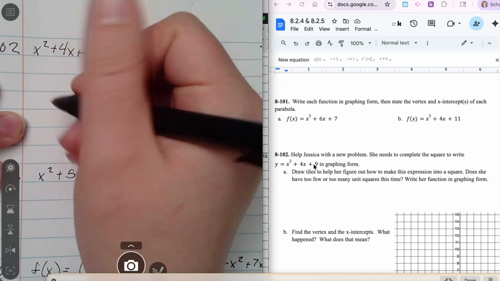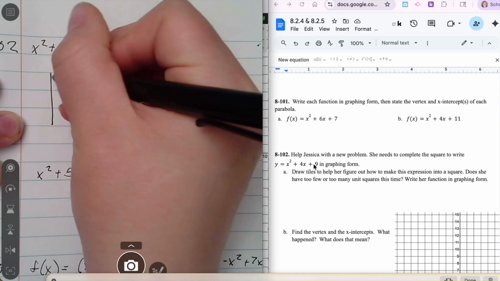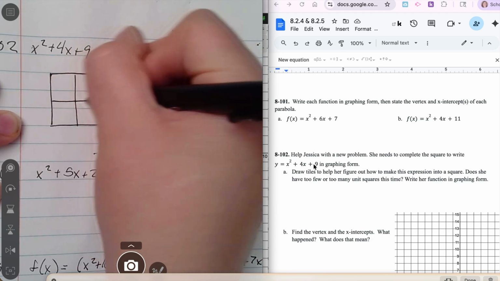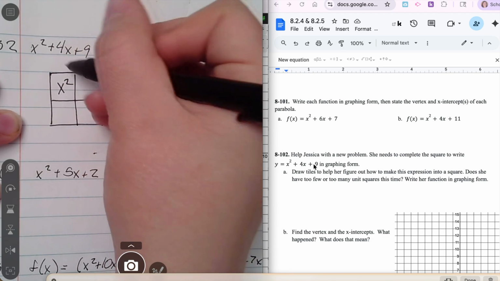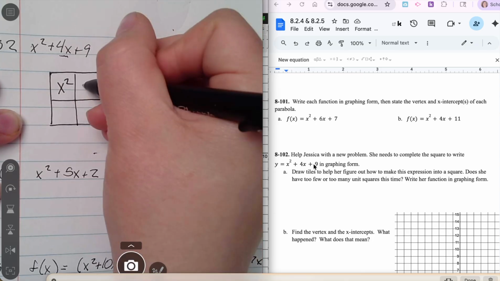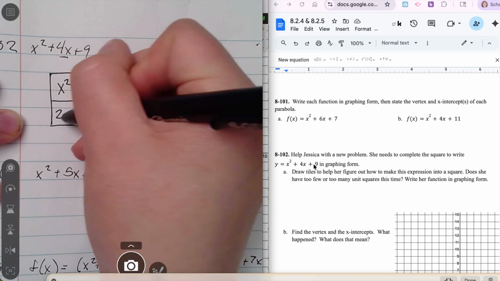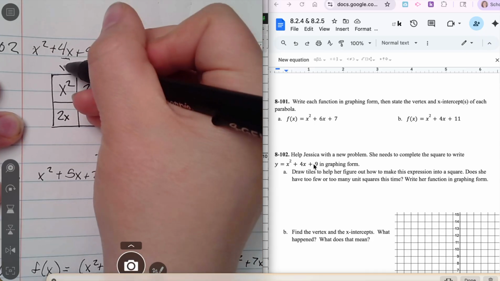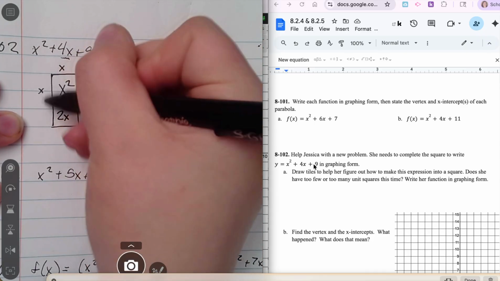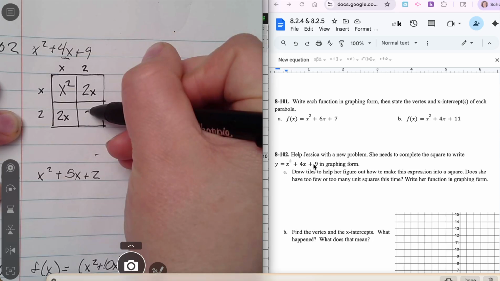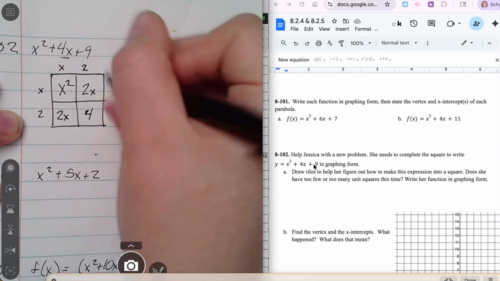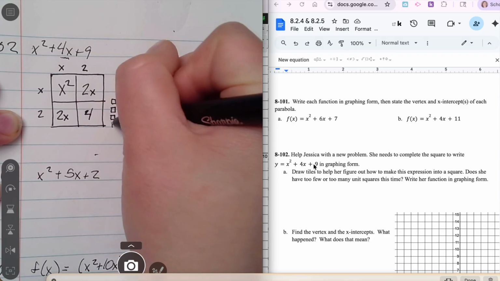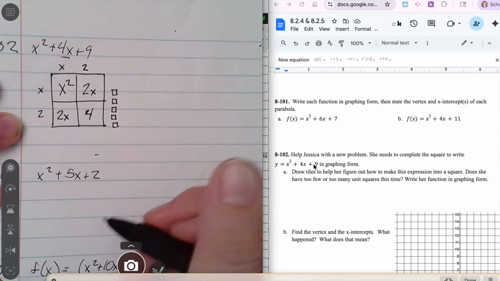So if I make my generic square or my tiles, whichever works better in your brain, the x squared always goes in the upper left. I take these 4 x's and split them up evenly into the 2 side boxes. And then ignoring the bottom corner, I figure out what the sides would be, which gives me a 4 down here. But I needed 9, so I have 5 of those tiles just hanging out off to the side because they don't fit in the box.